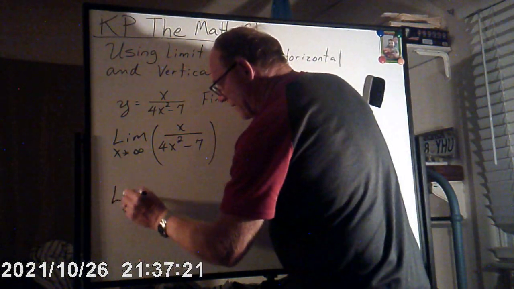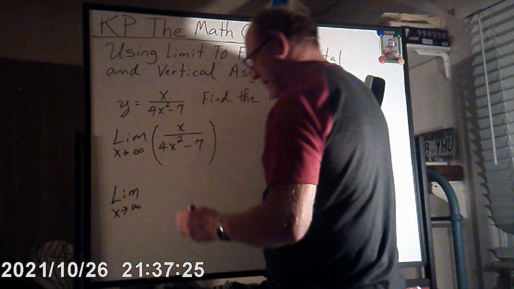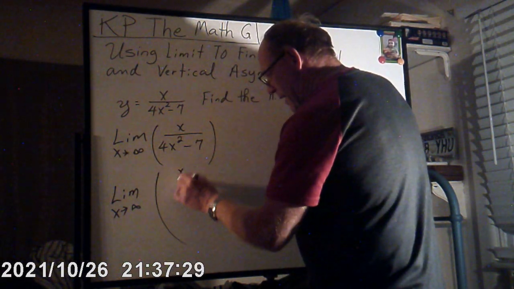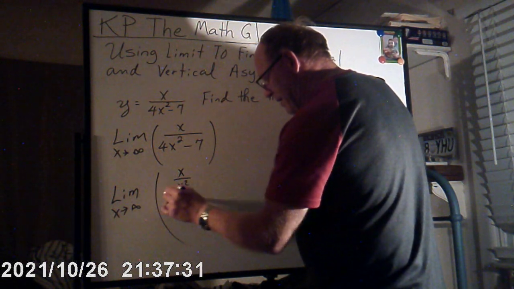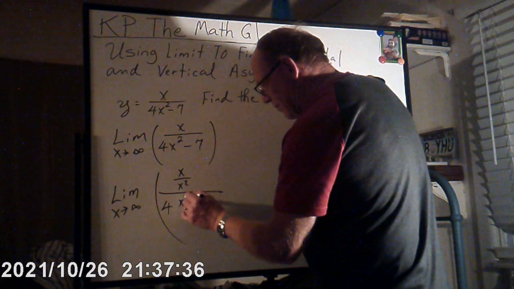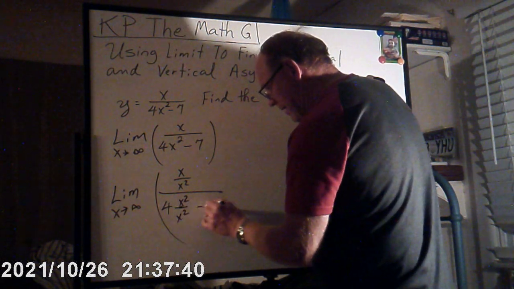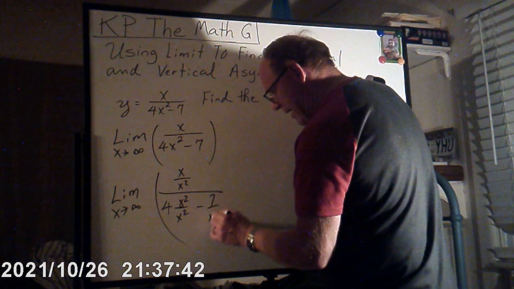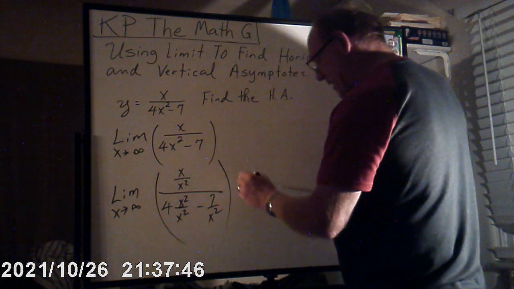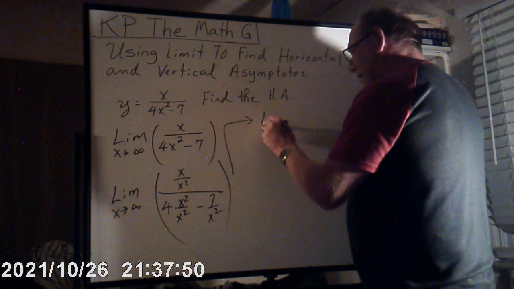Well, here's our limit. Limit as x approaches infinity. Alright, so here we go. We're going to say x over x squared divided by 4x squared over x squared minus 7 over x squared. Alright, let's reduce that a little bit and see what happens.